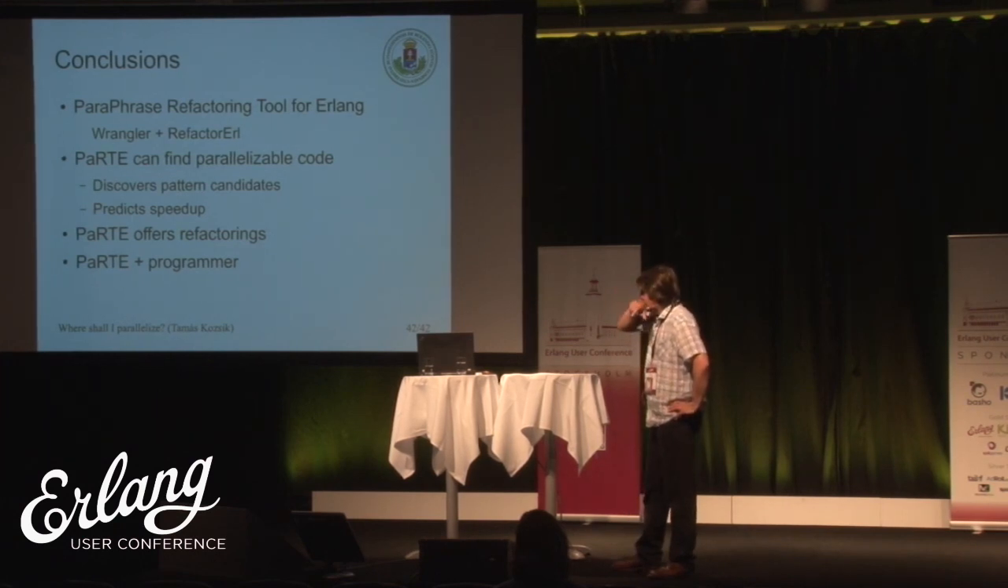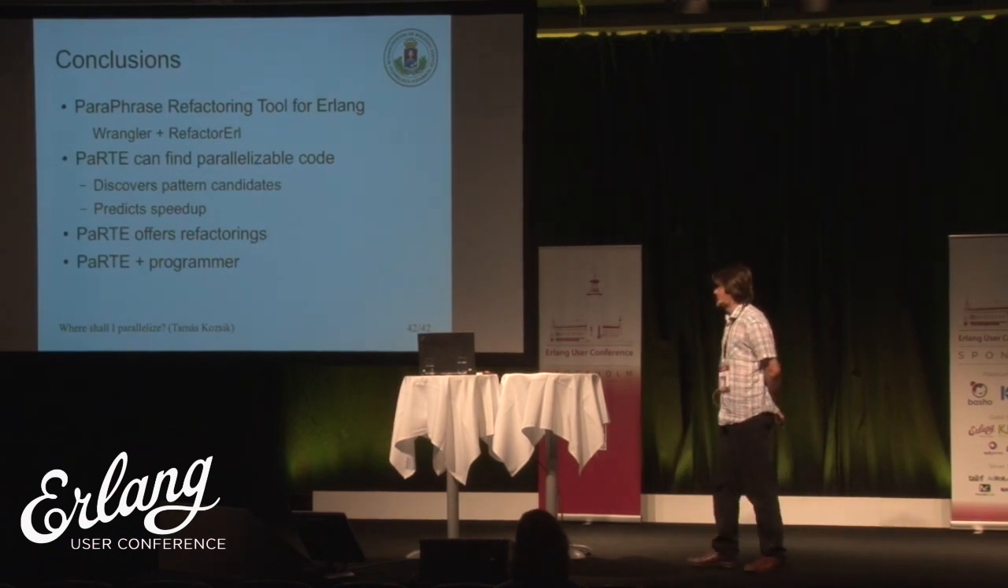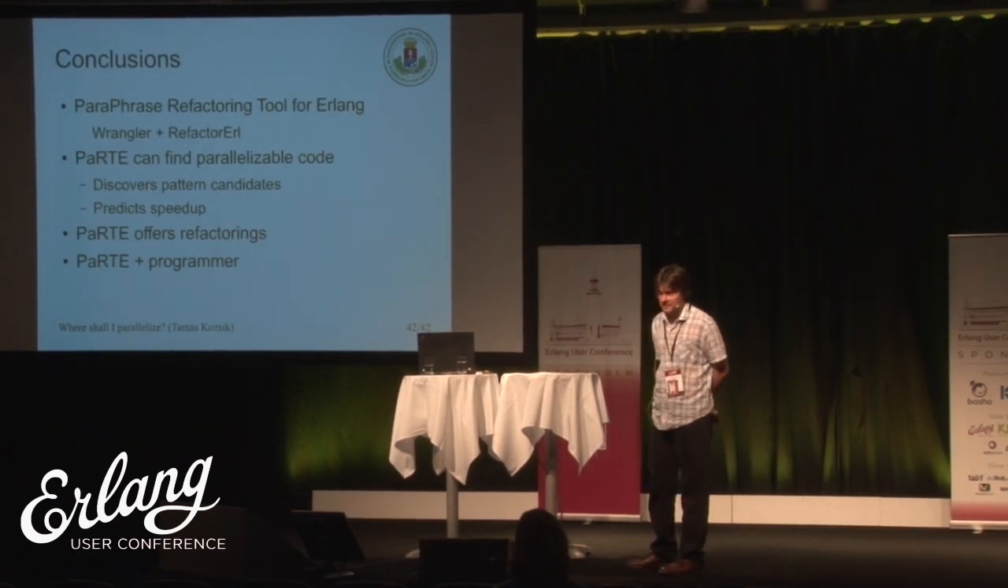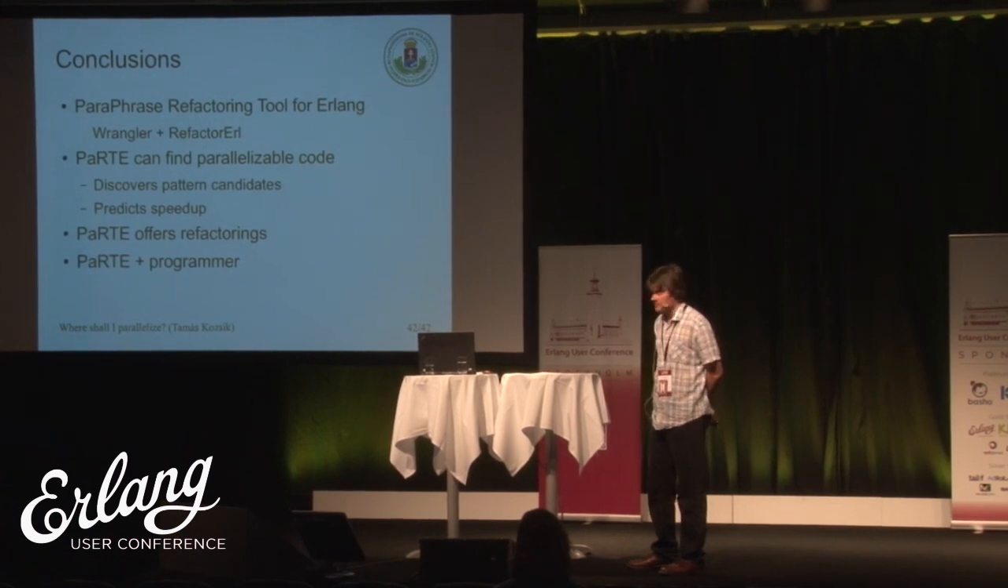So the conclusion, we have shown you how to use Party, ParaPhrase refactoring tool for Erlang, beautiful name, without logo, that integrates the best of Wrangler and Refactoral. It can find us parallelizable code, not all of them, but some of them, some interesting ones. It can even predict the speed up if we turn these code fragments into parallel. It can offer refactorings that facilitate the introduction of these parallel skeletons, but it always expects the programmer to be partner in this activity. That's all, thank you.